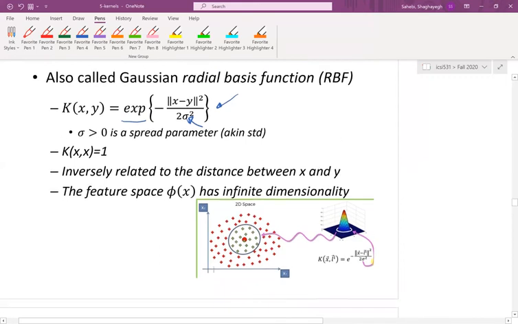So, for example, if you want to calculate the kernel between a data point and itself, x and x, because x minus x is going to be 0 and e to the 0 is 1, the kernel between each data point and itself is going to be equal to 1. So the maximum value of this kernel is going to be 1. And then as we go farther from x, the value is going to be less and less, inversely related to the distance between the other data points and x.